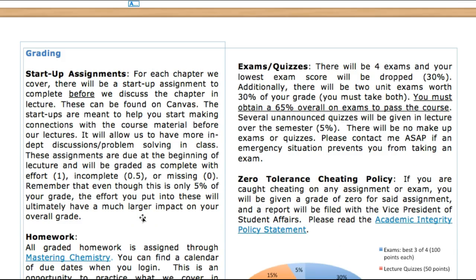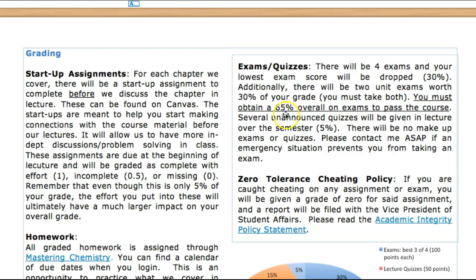For exams, we have 4 exams that are regular exams, and then we have 2 unit exams. One at the middle of the semester, and then our other unit exam is at the end. You must pass your exams overall with a 65% average to pass the course. So those are really, really important. But you have a topic sheet before each exam, you have a practice exam, so you have plenty of opportunities to see how I test and to prepare for it.